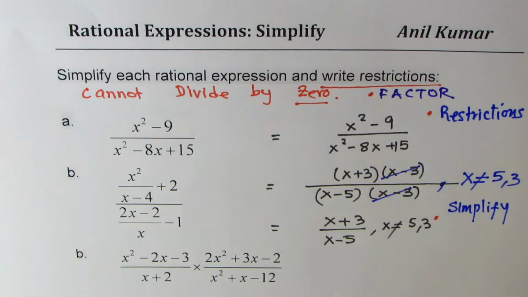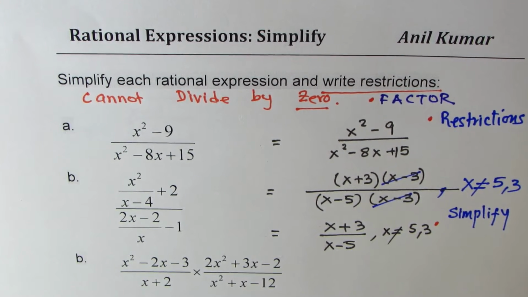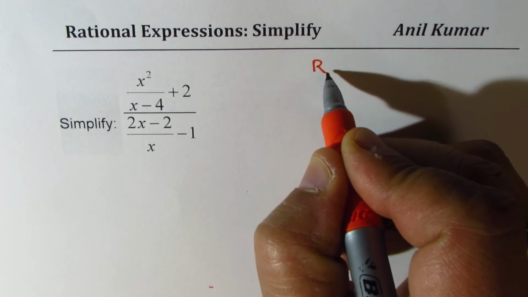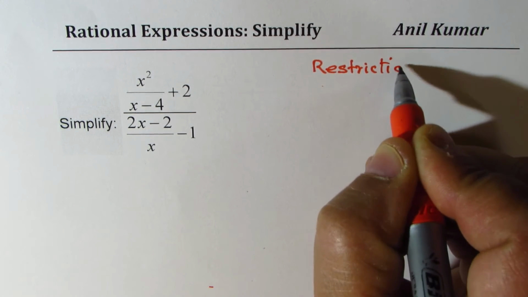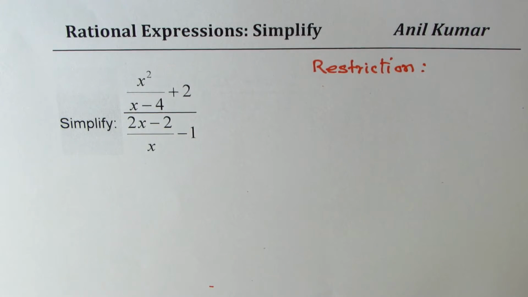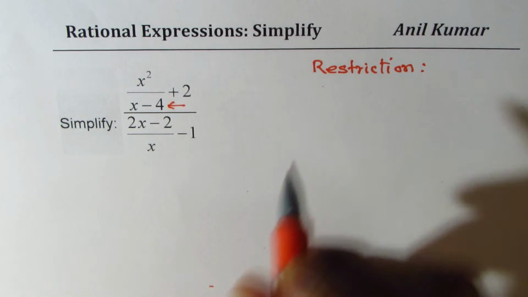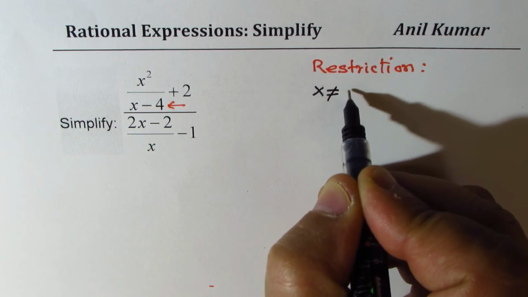Now let's move on and see how to divide and write restrictions for rational expressions. Here we have rational expressions. We need to write restrictions first. Let's begin. So we'll add to this list as we also solve the expression, okay? So first restriction comes from here, denominator cannot be 0. So we get x is not equal to 4, right? So x is not equal to 4.